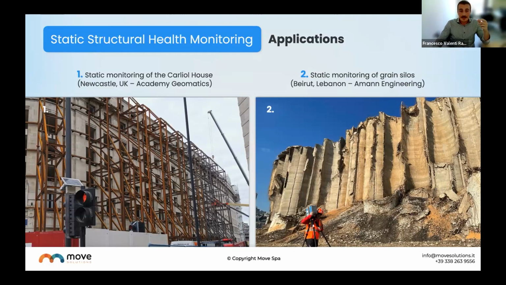Another super interesting project that I would like to share with you is the static monitoring of the grain silos in Beirut from Amman engineer. The project, conducted by the engineer Emmanuel Durant with the Move Solution sensors, involved installing tilt meters on the silos that were damaged by the big explosion that occurred in the port of Beirut in 2020.